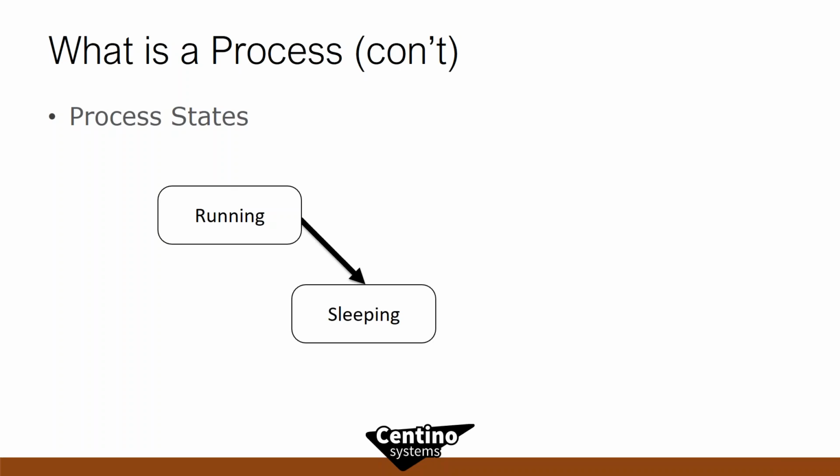First off, it could be asking for something, right? Like network IO or disk IO. And if that's the case, it's going to transition to sleeping, and it's going to wait until that IO is complete. Once the IO is complete, it's going to transition into the runnable state, and it's going to get back into line for access to the CPU.